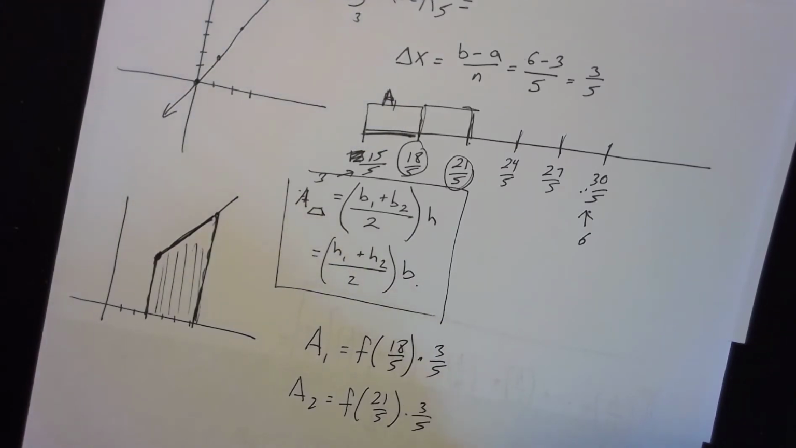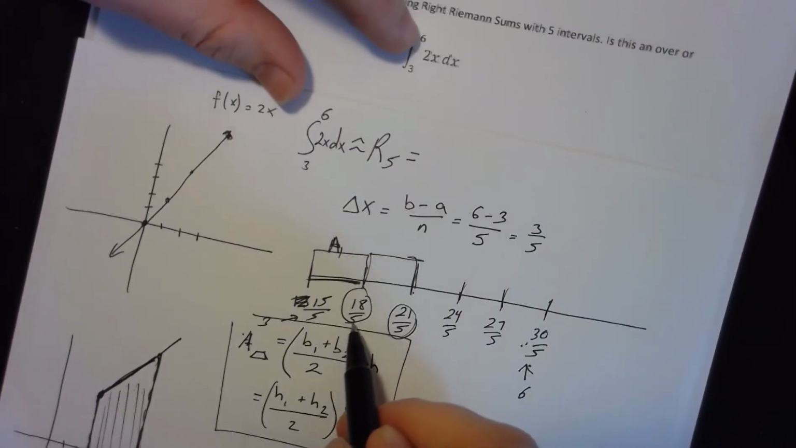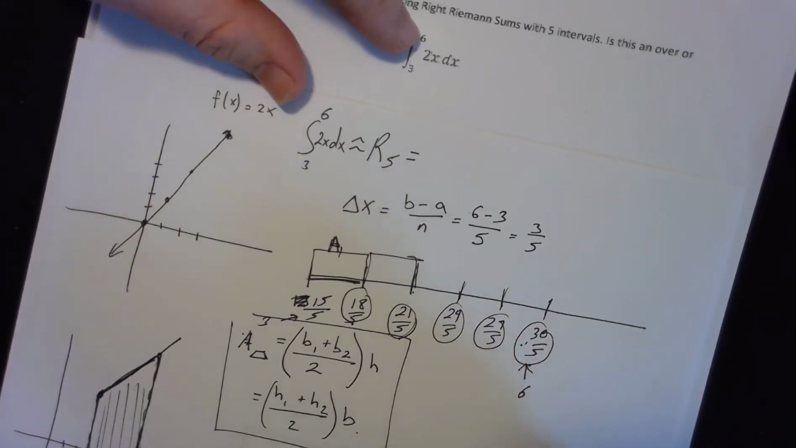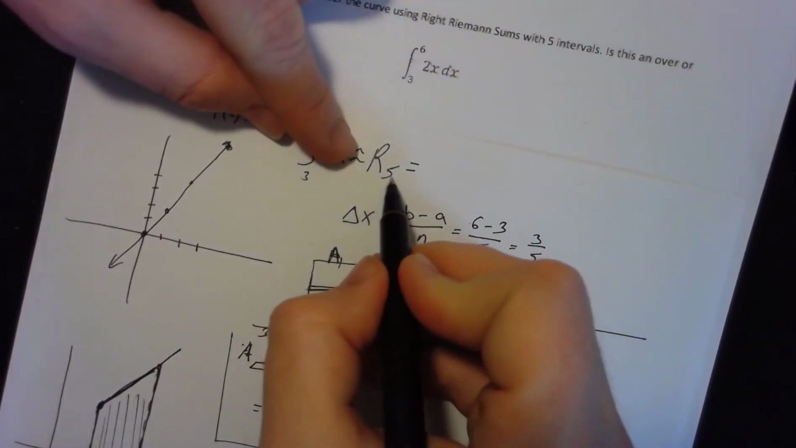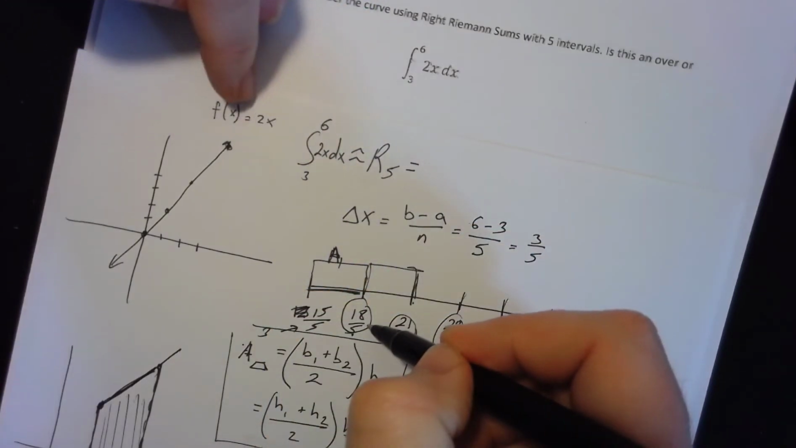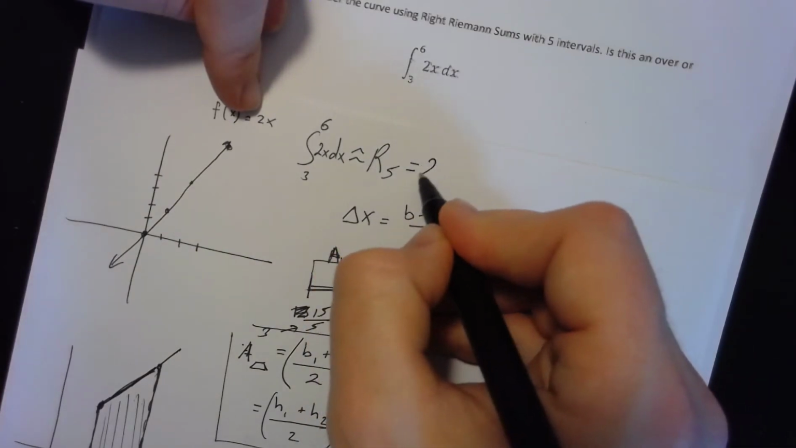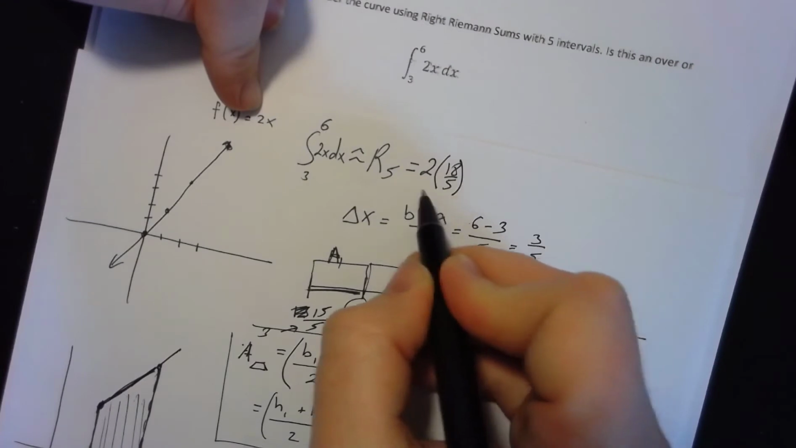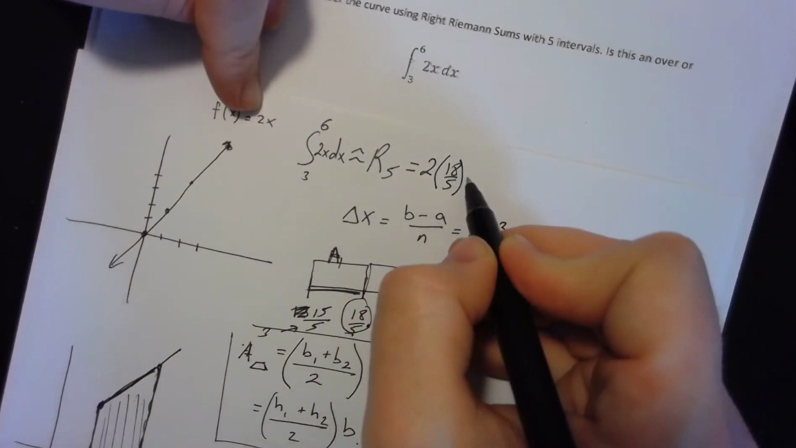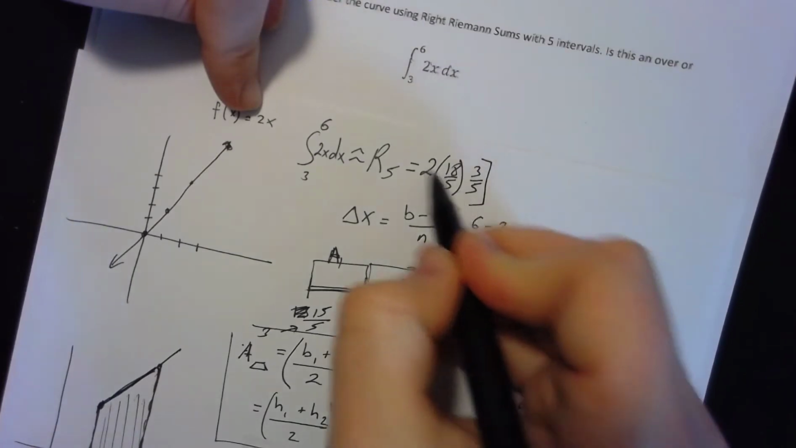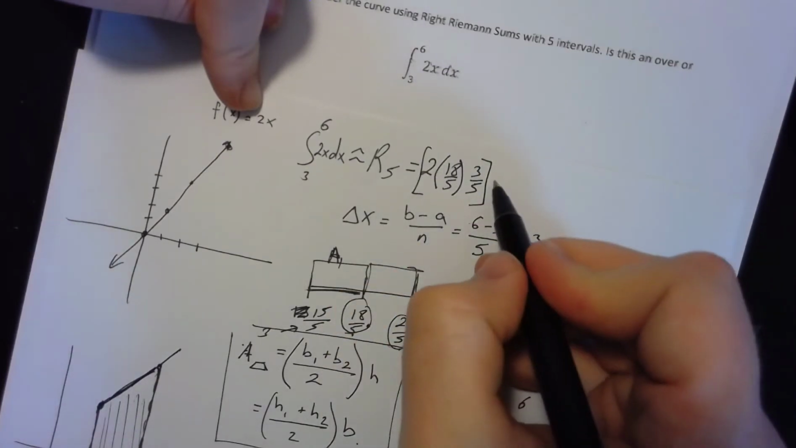I'm going to do this 5 times, which means I'm going to select this interval, this endpoint, this endpoint, this endpoint, and this endpoint. Therefore, r sub 5 will be nothing more than f of 18 over 5, but the function f is 2 times x. So I'm going to have, very carefully, 2 times 18 over 5, that's f of 18 over 5, times 3/5. That is the area of the first rectangle.